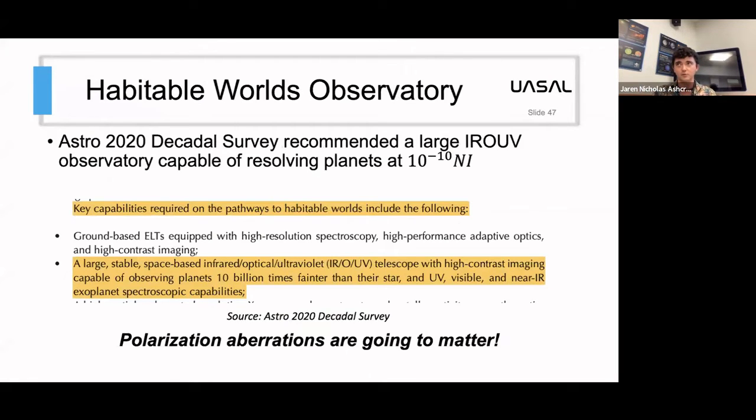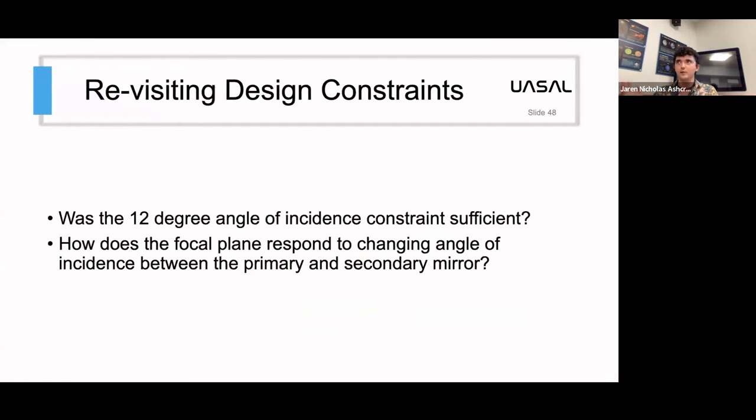And indeed, when Astro 2020 came out with the decadal survey recommending a large, stable IR/O/UV telescope with high contrast imaging capable of this 10 to the minus 10 normalized intensity detection, we know that we need to revisit the problem of polarization aberrations. And so that's why I'm here.